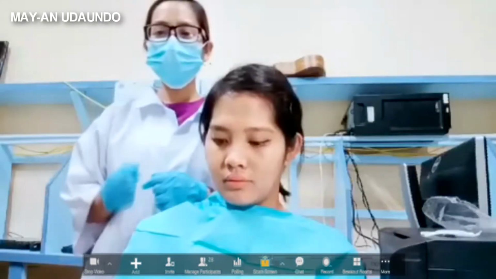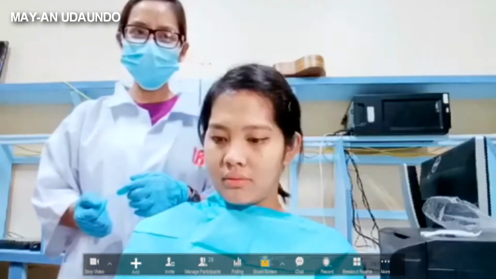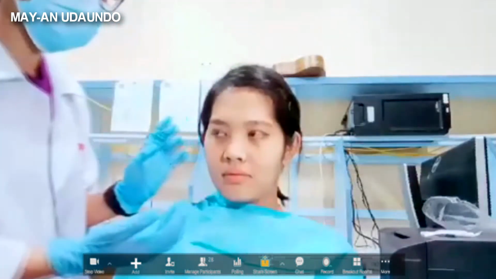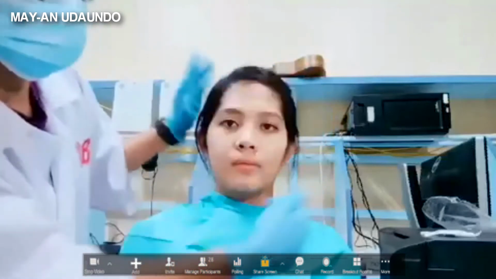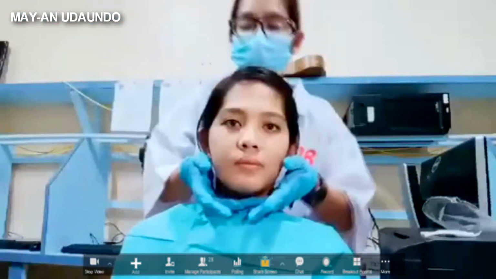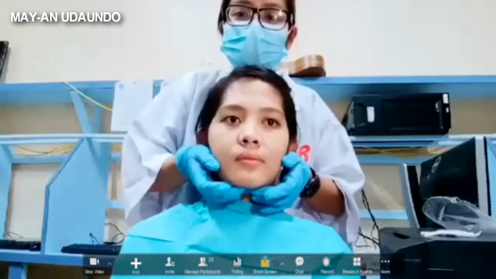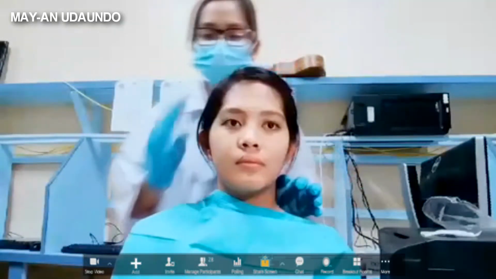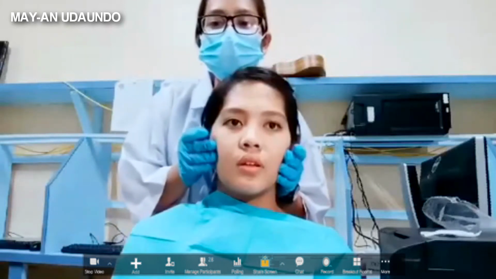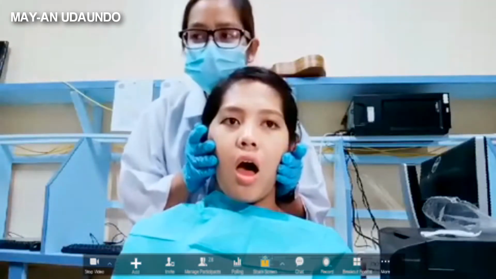We're going to perform extraoral and intraoral examination on our patient. First, we do the extraoral examination by checking the facial symmetry of the patient and checking for any skin lesion on the face. We also palpate for the lymph nodes on the submental, submandibular, and cervical lymph node of the patient. There should be no swelling. And then check the TMJ for pain and clicking sounds.